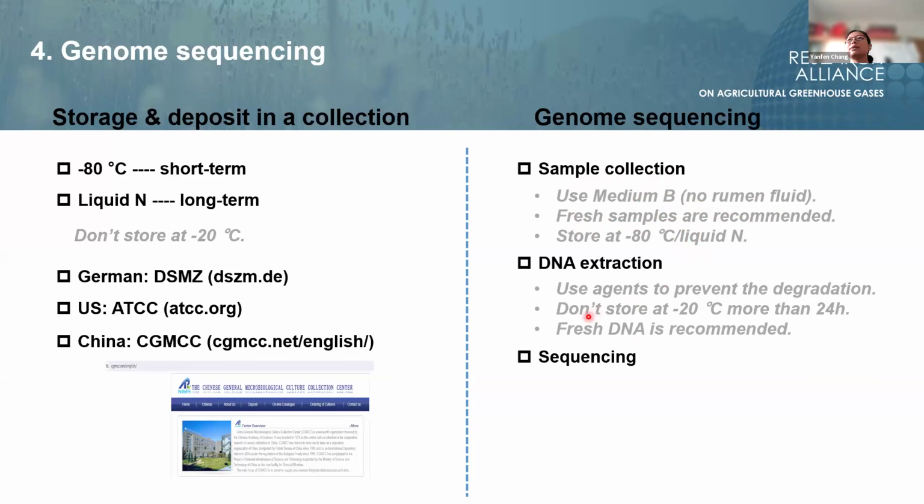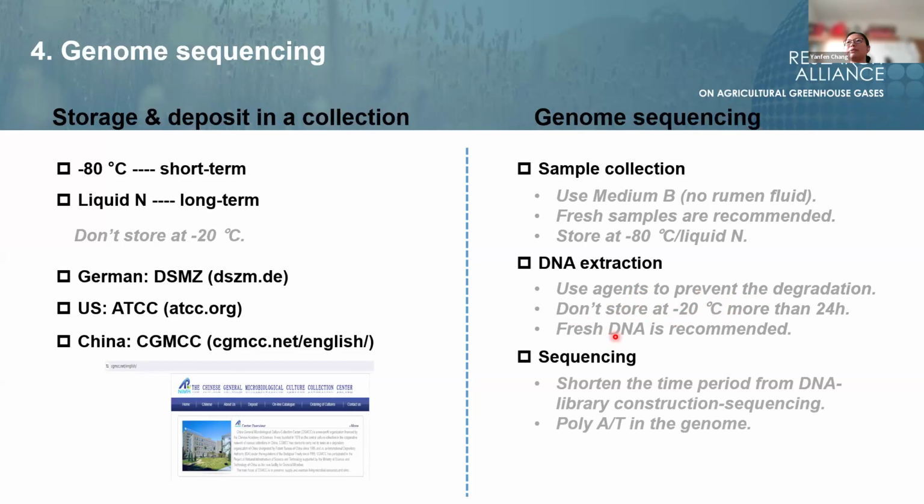And next one is the DNA extraction. Remember to use agents to prevent the degradation of DNA, because fungal DNA is really, really easy to degrade. And don't store it at -20, because if you store it at -20, you will lose your DNA, okay? And so we recommend that you use fresh DNA for your sequencing. Do not store it at -20, or even at -80 or in liquid nitrogen.